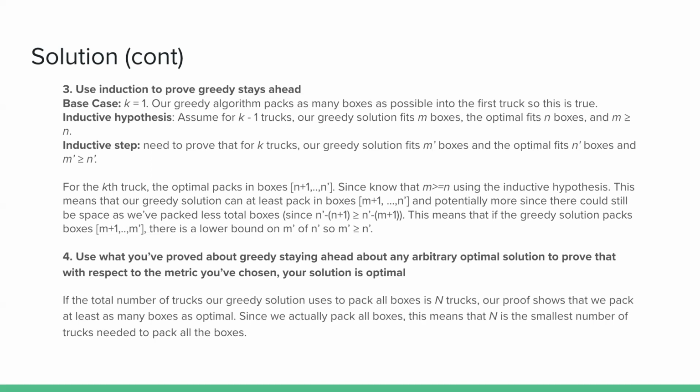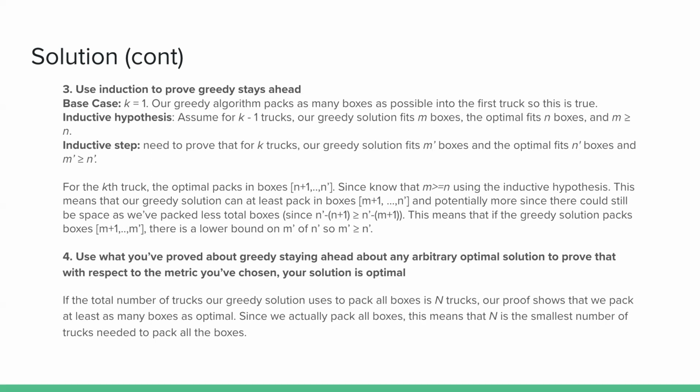So basically, if we know that our greedy solution at the k-1 truck packed m boxes, then our greedy solution at this step is going to pack m+1 up to m prime boxes and potentially more. That's what we're trying to prove. And the way that we prove that is we use the fact that, where is this? N prime minus n+1 and m prime minus m+1. So these two, n+1 and m+1, right?